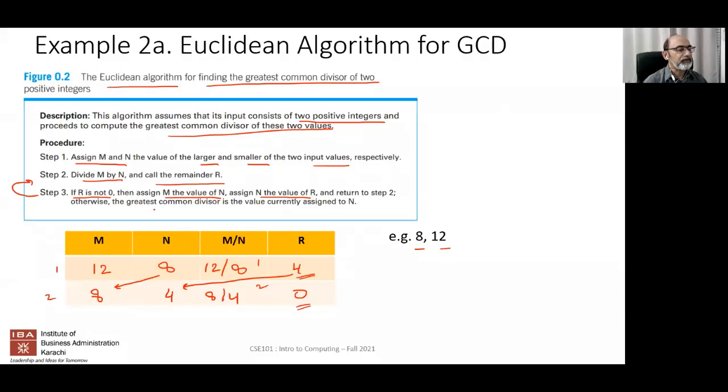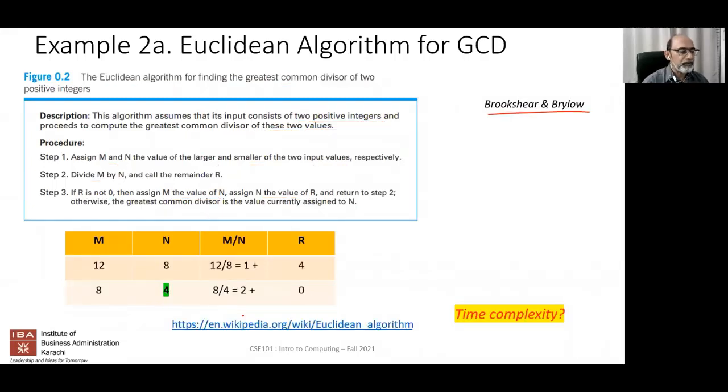What we're going to do is simply say the GCD is the value currently assigned to n. So the value currently assigned to n is 4, so this becomes the GCD. The GCD is equal to 4. So it's a very simple algorithm, as you can see, and it performs iteratively, and there's a terminal condition. You can look at this algorithm on Wikipedia, which is something that I'm going to refer to once in a while.